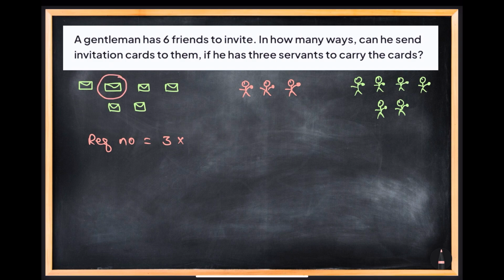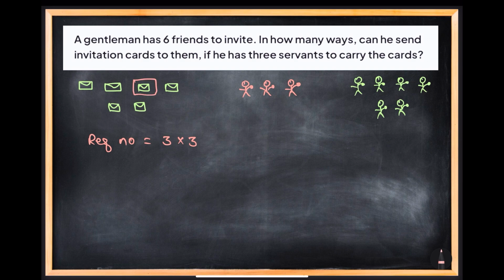Now focus on this card. Now he can give this card to how many? For this card, how many choices does he have? Exactly, 3 again, because there is no restriction that one servant can deliver at most 1 card. So this card can go to person number 1, person number 2, person number 3, meaning servant 1, servant 2, servant 3. So again he has 3 choices corresponding to card number 2.